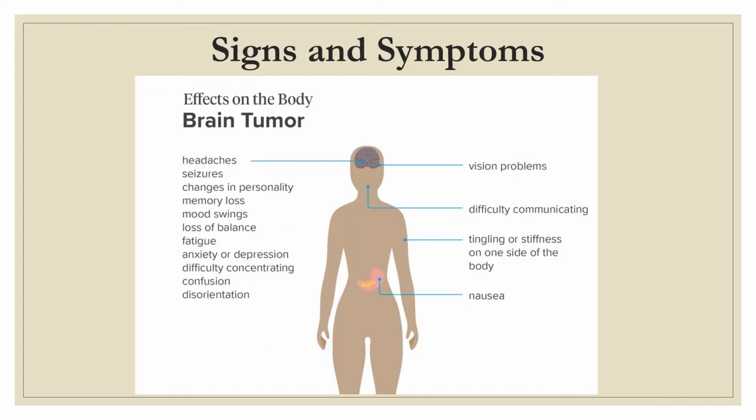This slide shows us a general overview of signs and symptoms of brain tumors. Typically patients will get headaches and seizure activity. There can be changes in personality as well as memory loss, mood swings, loss of balance, fatigue, anxiety or depression, and difficulty concentrating. There can be confusion and disorientation. Patients can also develop vision problems. Some will have difficulty communicating, tingling or stiffness on one side of the body, and nausea. These depend greatly on location in the brain, but these are just overall symptoms of brain tumors.